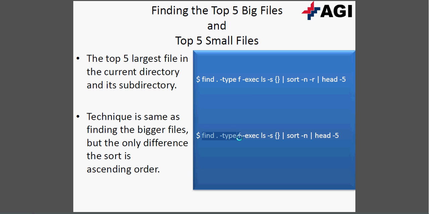I can do this similarly for the small files. The only difference from the above command is that I'm not using the option minus r, because sort by default does the sorting in ascending order.